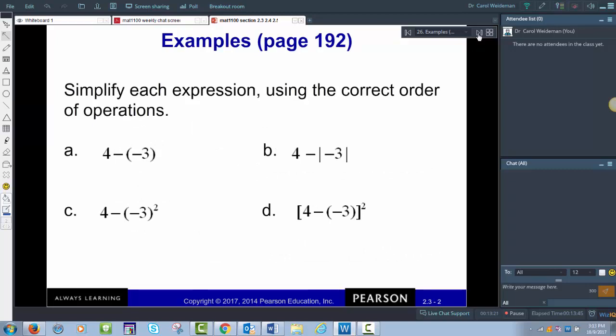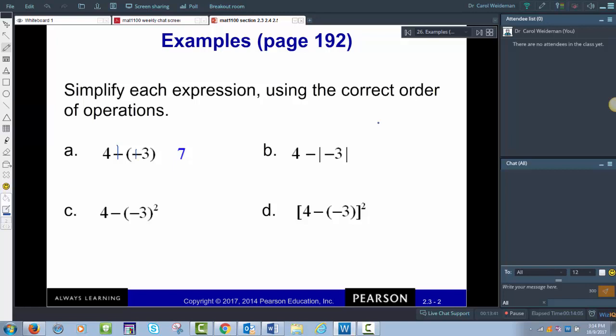Simplify each expression using the correct order of operations. So here we've got 4 minus negative 3. The parentheses here are simply to tell us that this is a negative number. There's not any implied operation inside there. And if you remember, one of the things we said is we can change subtraction into adding the opposite, and so that answer is simply going to be 7.